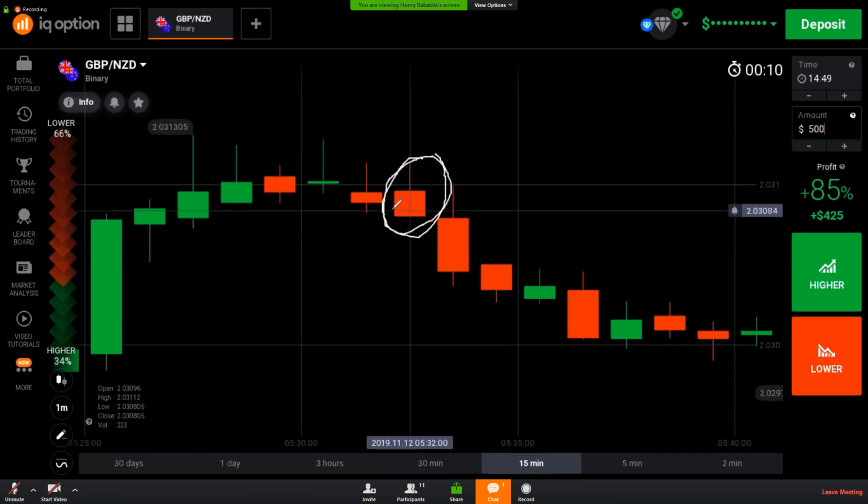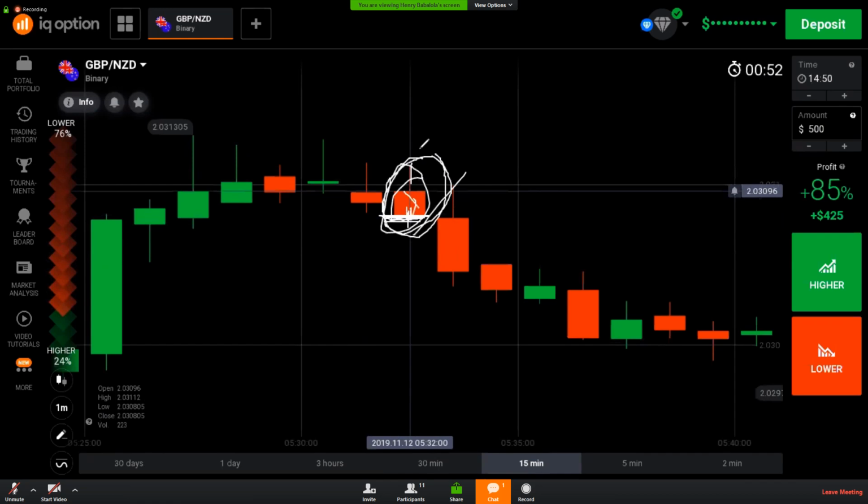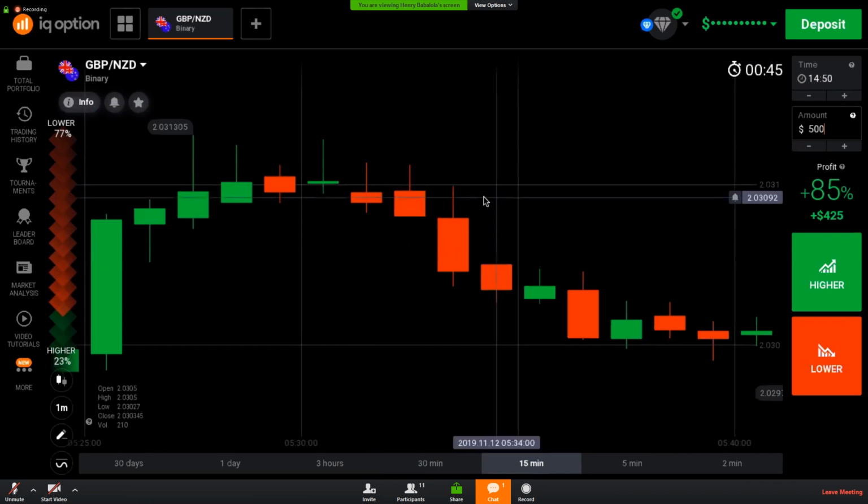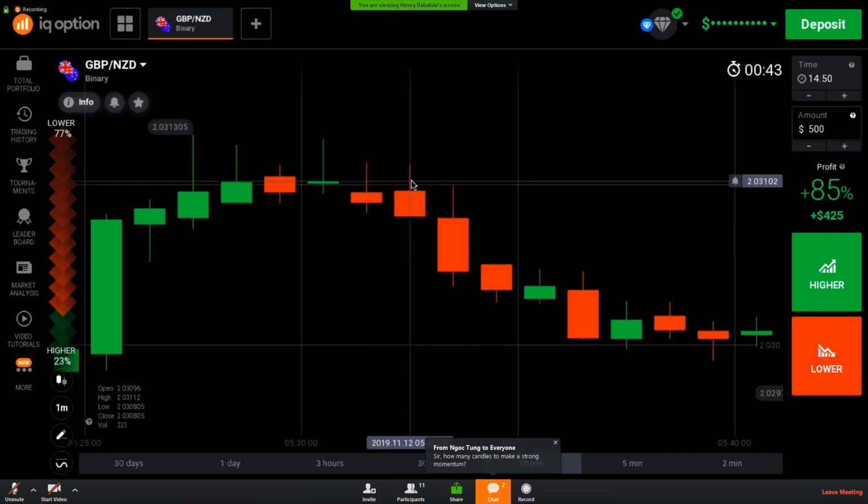A candle with the closing price shaved. That means there is no buyer in this candle at the closing price. Buyers were here, but by the time the candle closed, no buyer in this candle at all. So this is a momentum. That means the seller strength is very strong here. Do you understand it?